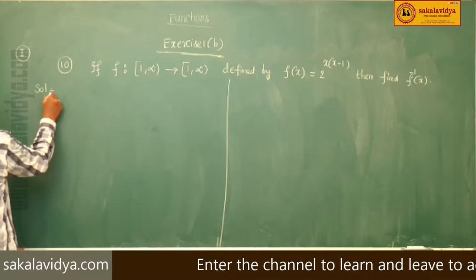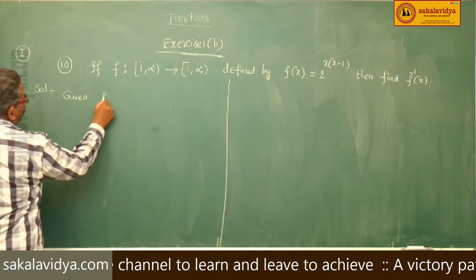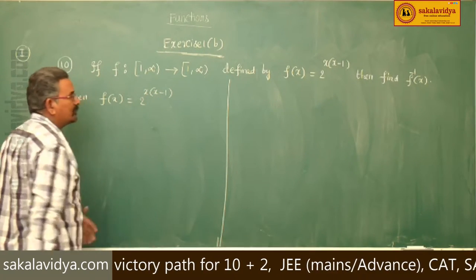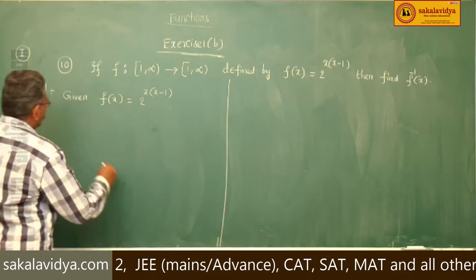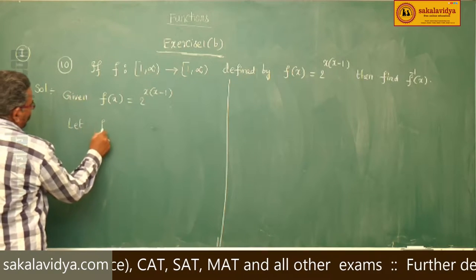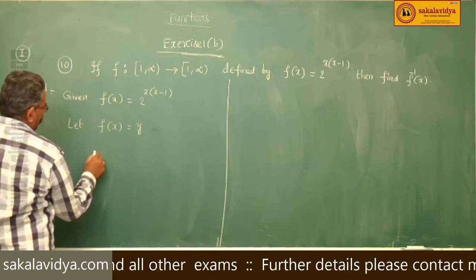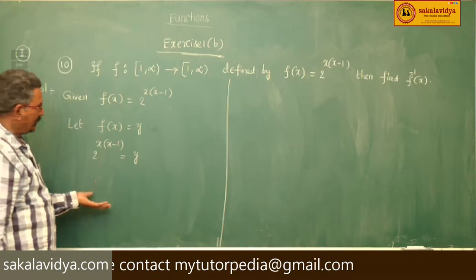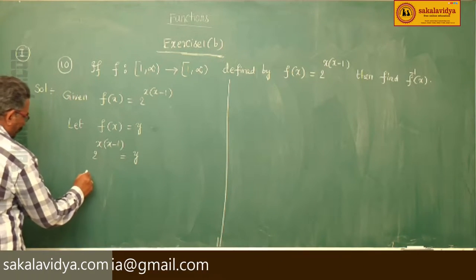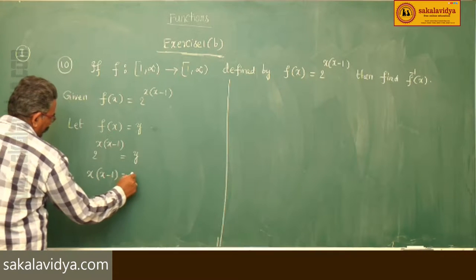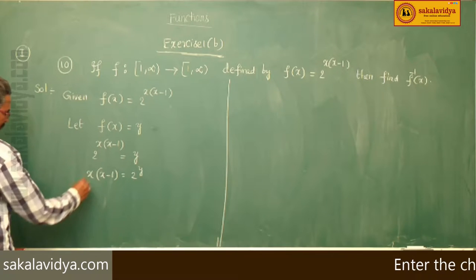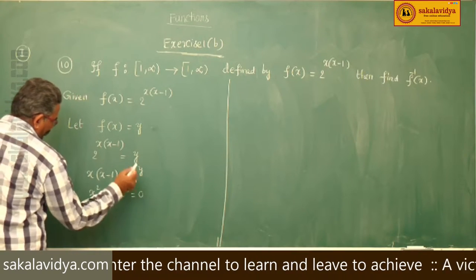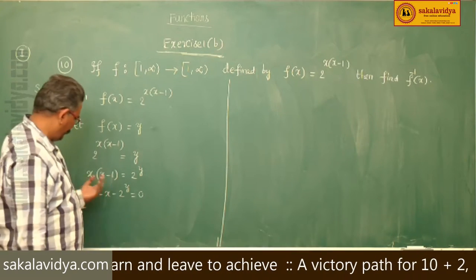Solution: here given f of x is equal to 2 power x into x minus 1. So, in order to find out the inverse of the function, let this f of x is equal to y. 2 power x into x minus 1 is equal to y. This is actually exponential form, change into logarithmic form. X into x minus 1 is equal to 2 power y. So, this we can write x square minus x minus 2 power y is equal to 0. This is a quadratic equation in x.